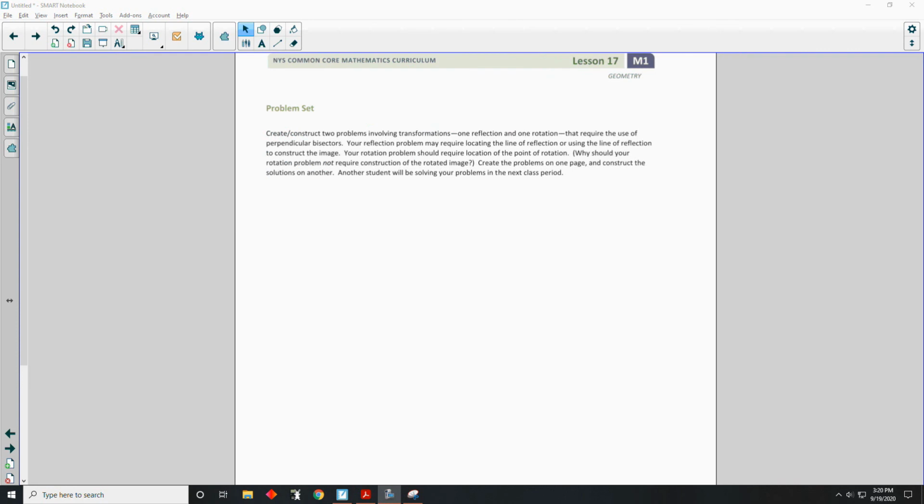Okay, page 6 brings us to the end of lesson 17. Go to your problem set.